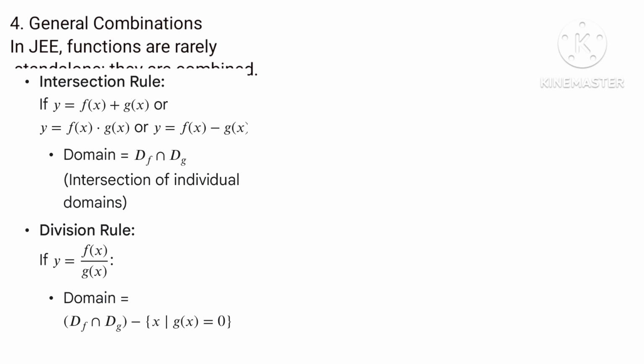Division rule. If y is equal to f of x by g of x, the domain is the domain of f intersection the domain of g, and you can remove the x such that g of x is equal to 0. Means wherever g of x is 0, you can remove it.